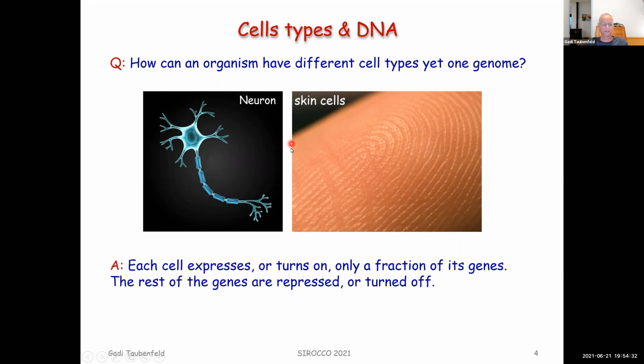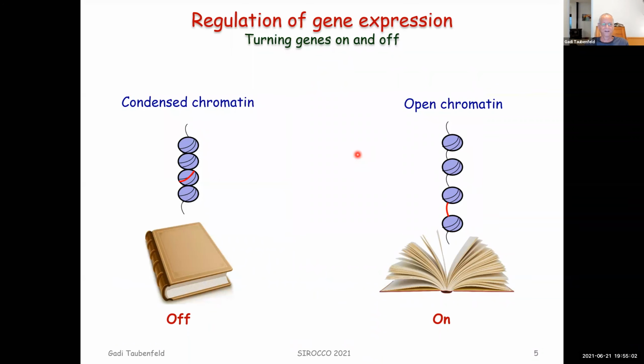And the answer obviously is that if you look at the genes inside the genome, each cell expresses, or turns on, only a fraction of its genes. The rest of the genes are repressed, or turned off. So the genes that are on in the neuron are different from the genes that are on in skin cells. We need this background in order to understand what is going on later. The next question is how we turn genes on and off.